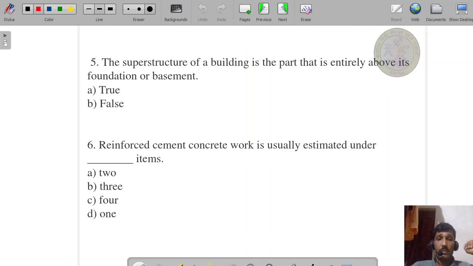Next, reinforced cement concrete work is usually estimated under dash items. How many items? In general, reinforced cement concrete work is usually estimated under one item. RCC lintel, RCC slabs, all these are to be clubbed, and when you are finally computing the abstract of estimated cost, at that time we treat it as one item.